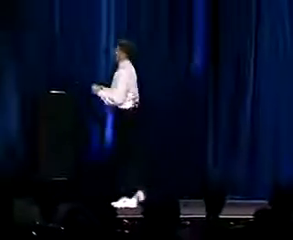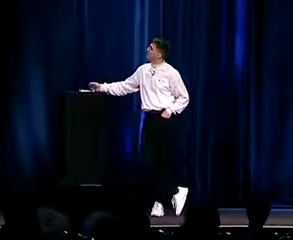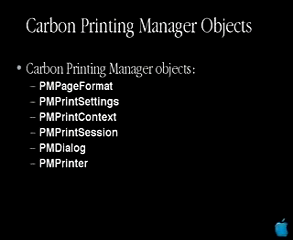So basically, first I want to go through the major objects that an application would deal with when you're printing through the Carbon Printing Manager. The first two are the PM page format and the PM print settings. These basically replace the old 128-byte print record, which we are so glad to get rid of.